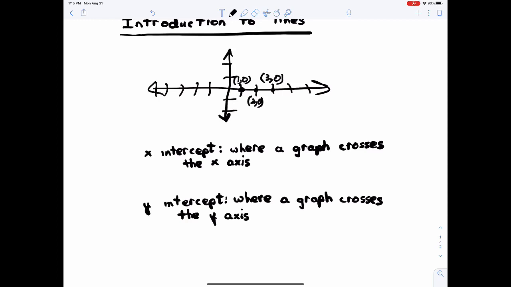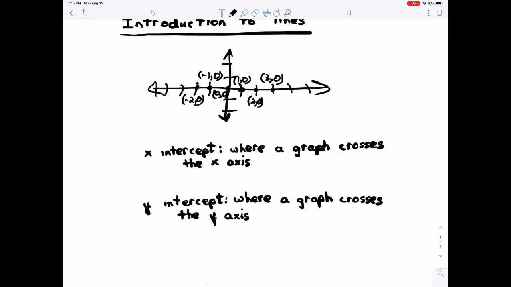What's that point right there? That's 0, 0. What's that point right there? Negative 1, 0. What's that point right there? Negative 2, 0. And hopefully you get the idea here. And what can you say is true about every single one of those points? What can you say about every point on the x-axis? It's got a y-coordinate of 0. Sorry, that's true for every point on the x-axis.